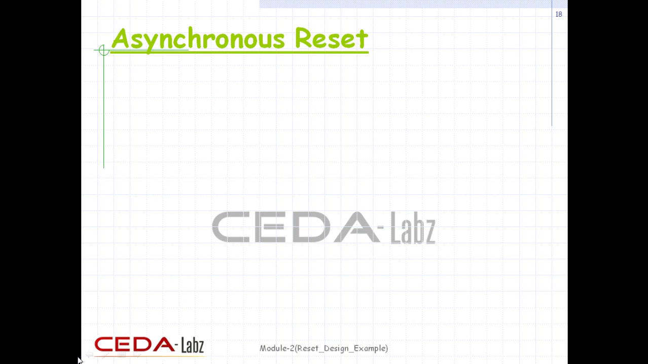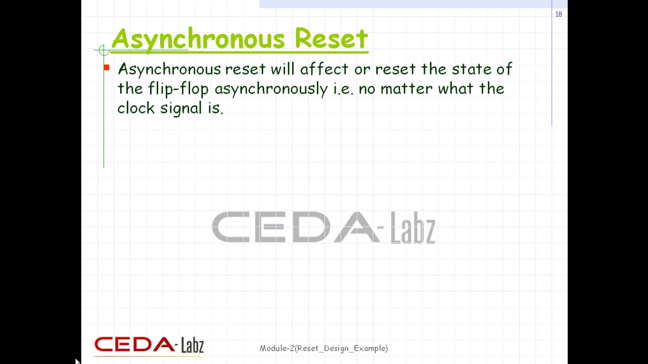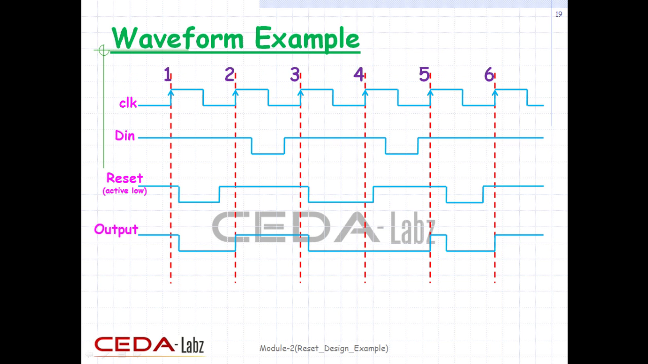An asynchronous reset will affect or reset the state of the flip-flop asynchronously, that is, no matter what the clock signal is. This is considered a high priority signal, and system reset happens as soon as the reset assertion is detected. Asynchronous reset doesn't follow the clock. If reset becomes active, it will be considered a high priority signal and output will become low.